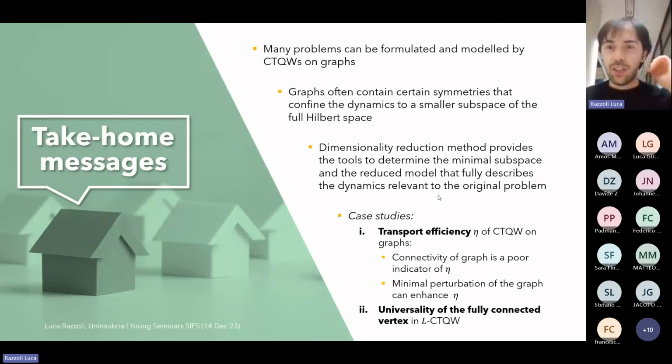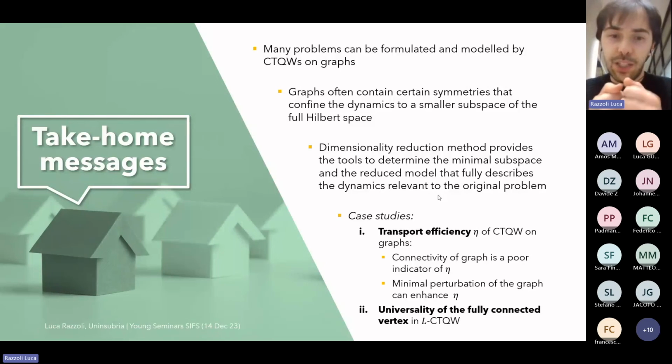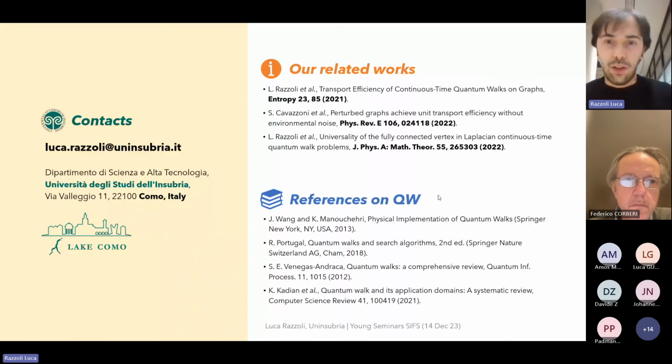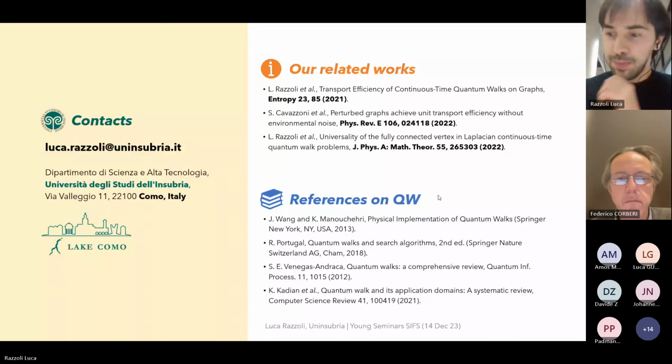In particular, we have discussed the transport efficiency of continuous time quantum walks on graphs, so a purely coherent transport, proving that the connectivity is a poor indicator for the transport efficiency, but also that just by minimally perturbing the graph, we can improve it. And on the other hand, we have proved the universality of the fully connected vertex for Laplacian continuous time quantum walks. And I think I'm on time, so I thank you for the attention.